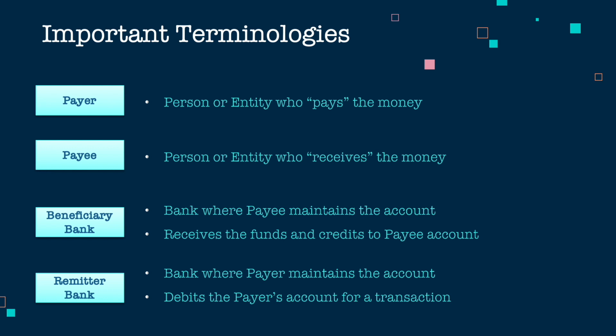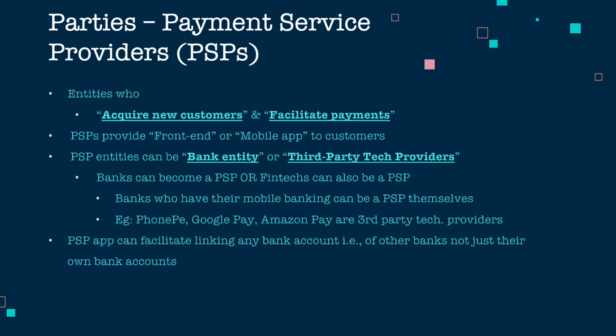A remitter bank is the bank where the payer maintains the account and who debits the money from the payer's account and then sends it to the beneficiary bank. So these are some terminologies that are used in UPI world. So I just thought we'll have a quick brief on the terminologies. So what do payment system providers do?